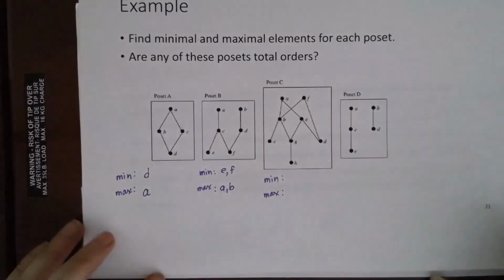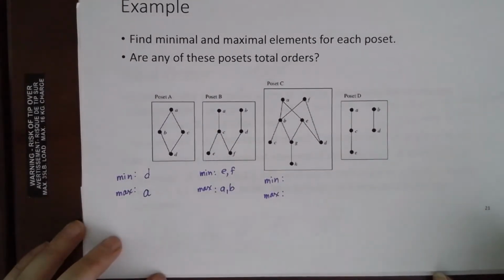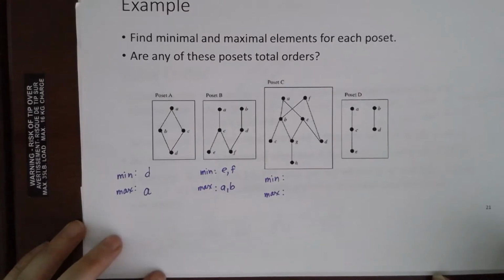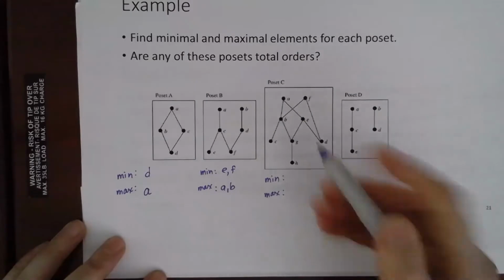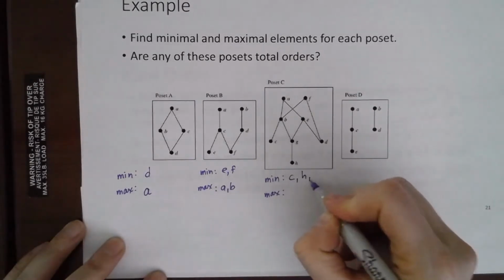And then for poset C, this one's a little tricky. How many minimals do we have? 3. There's actually 3. Good. And what are they? C, H, and D. So here's C, H, and D. So all of those are minimal.